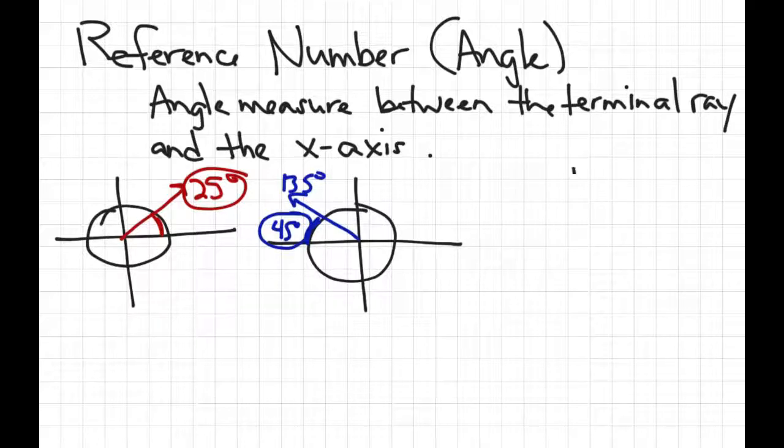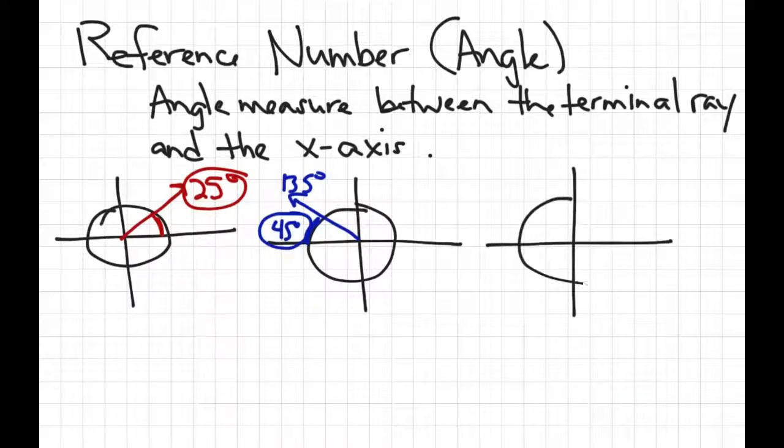Now let me move my terminal ray to the third quadrant. Let's see, I'll pick this angle here. Something less than 270. Let's pick 260. Why not? All right, 260 is an angle that would be in the third quadrant.